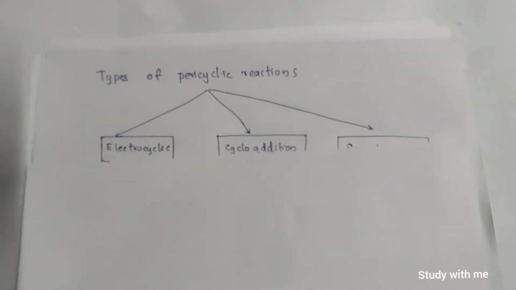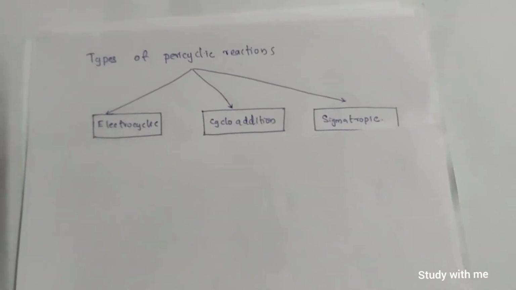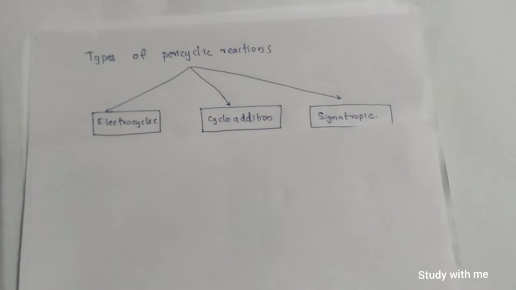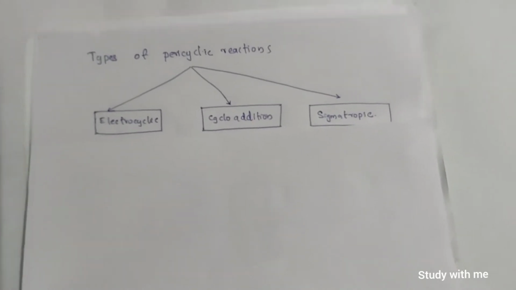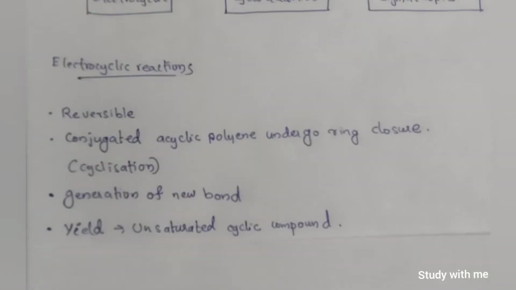They are electrocyclic and cycloaddition reaction, and the next one is sigmatropic rearrangement reaction. First, we are going to discuss the electrocyclic reaction.